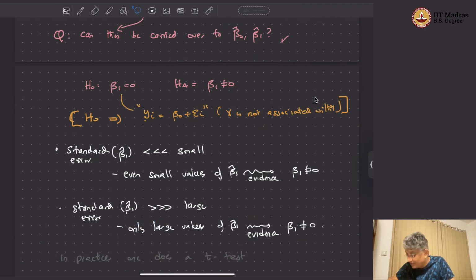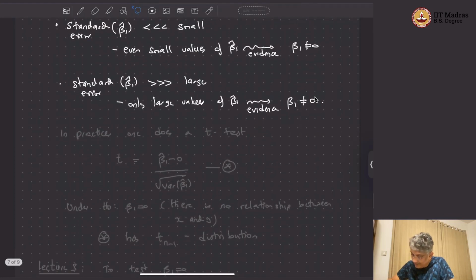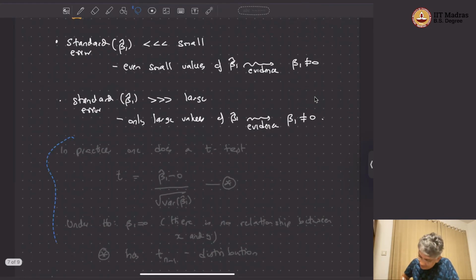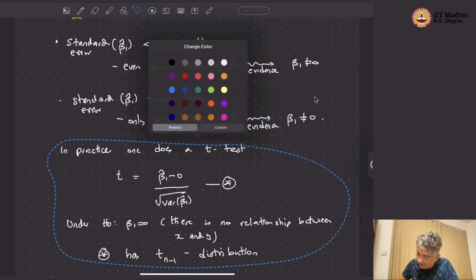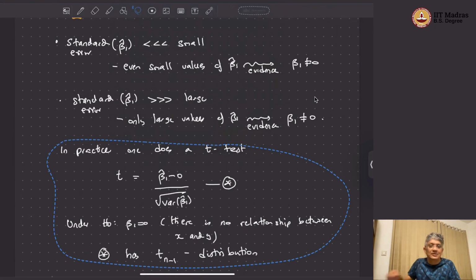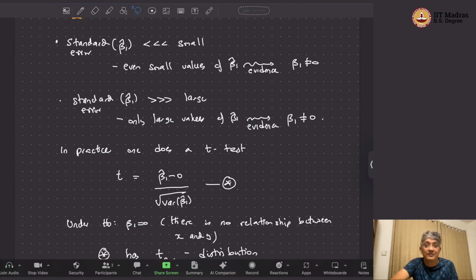But in practice, what does one do? In practice, one does a t-test. This is something we will check next time. If you want to check whether beta 1 is equal to 0 or not, you look at the statistic beta 1 hat minus 0 divided by the square root of the variance of beta 1 hat. You show that under H naught, this statistic follows the t n minus 2 distribution, and you use that to understand whether there is evidence in the data set to reject the null hypothesis. We will carry this out next time.